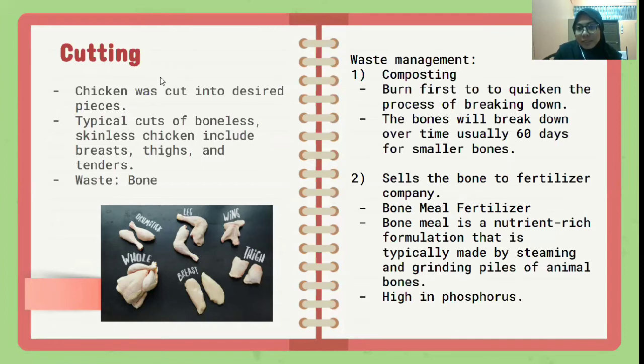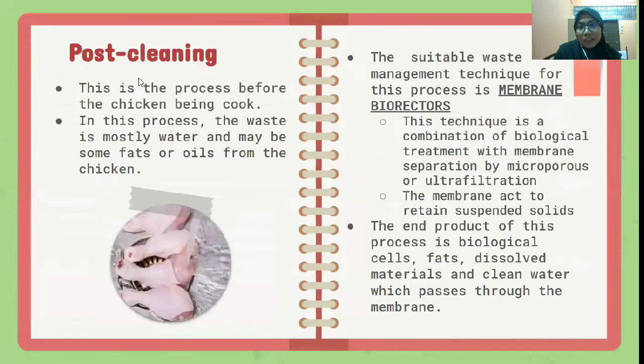Second is selling the bone to a fertilizer company. There are a few fertilizer companies in Malaysia that make fertilizer from chicken bone, named bone meal fertilizer. It is a nutrient-rich formulation made typically by steaming and grinding piles of animal bones, and it is very high in phosphorus. Okay, next presenter.